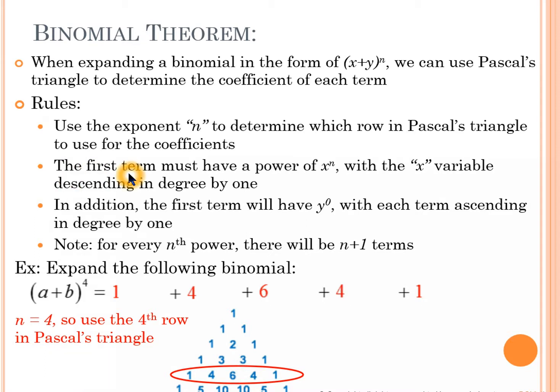The first term, so this will be my first term, must have a power of x to the power n, with the x variable descending in degree by 1. All right, so I need an x to the n in my first term here.